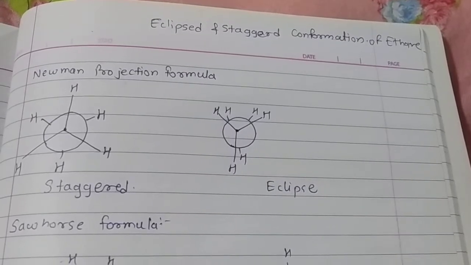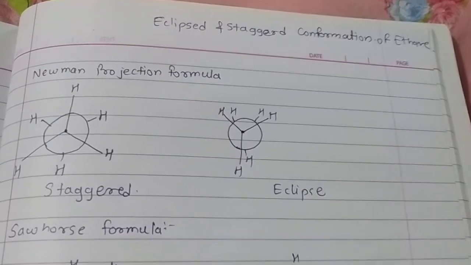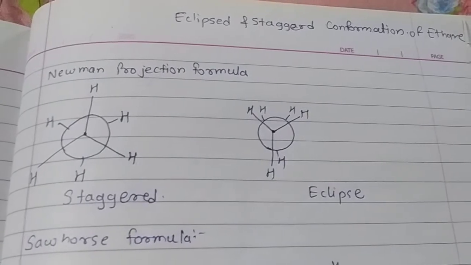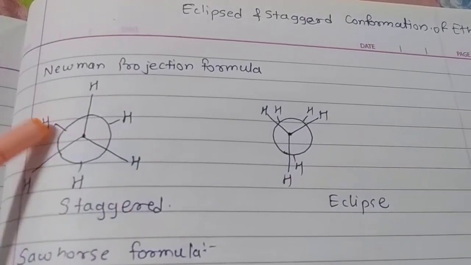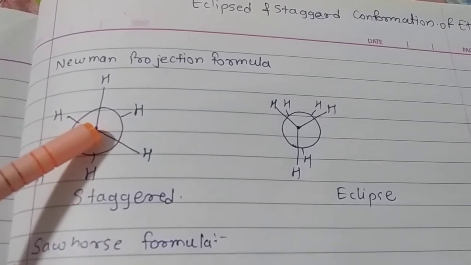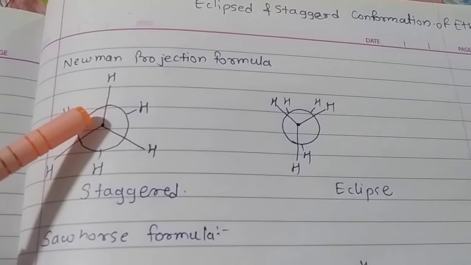Hello guys, today we'll see eclipse and staggered conformation of ethane. So we'll first see Newman projection formula for ethane. So first draw this dot, it corresponds to one carbon, and this big circle corresponds to second carbon.